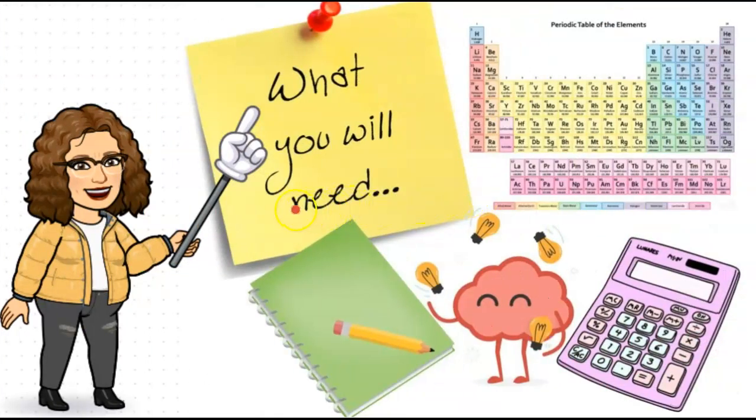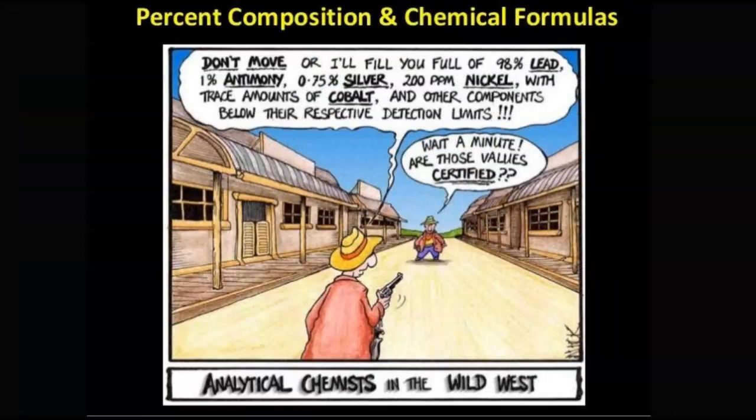So what you're going to need, be sure you have these items out. You're going to need your periodic table, notes, your note guide, pencil, calculator, and your Smarty Pants brain. So let's go ahead and get started.